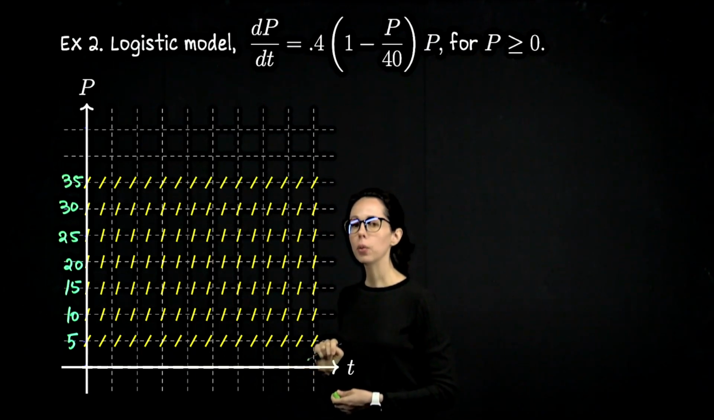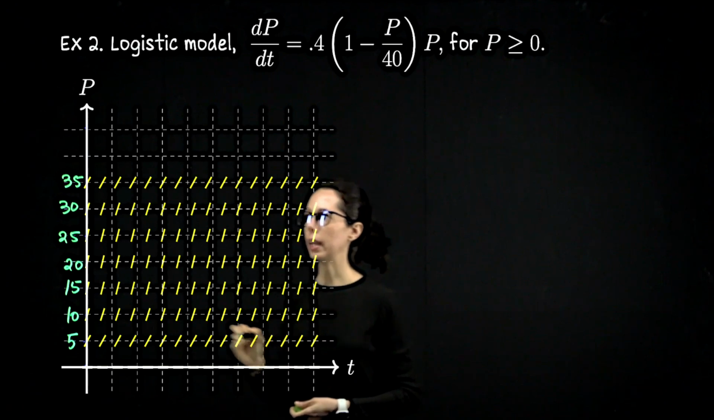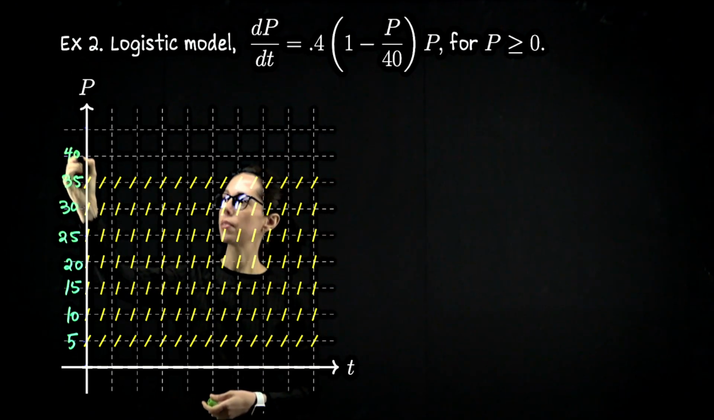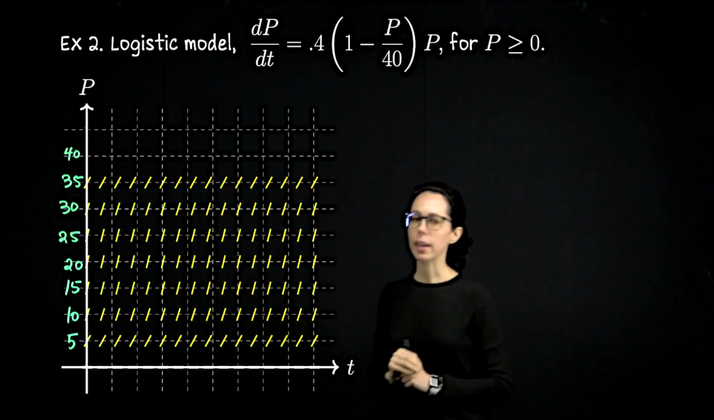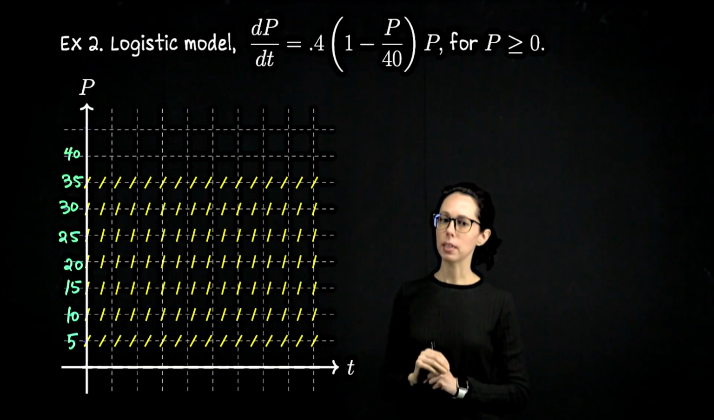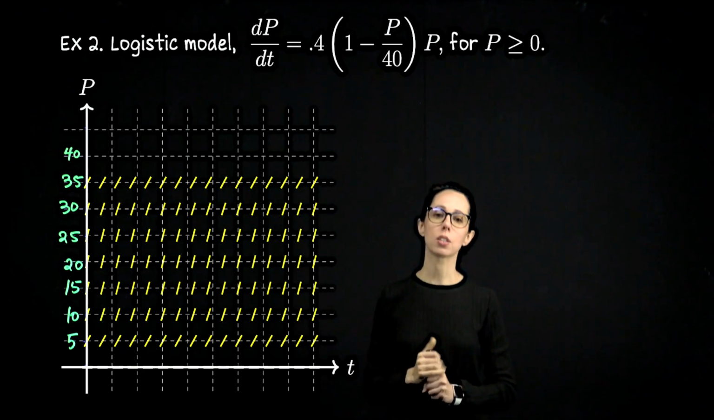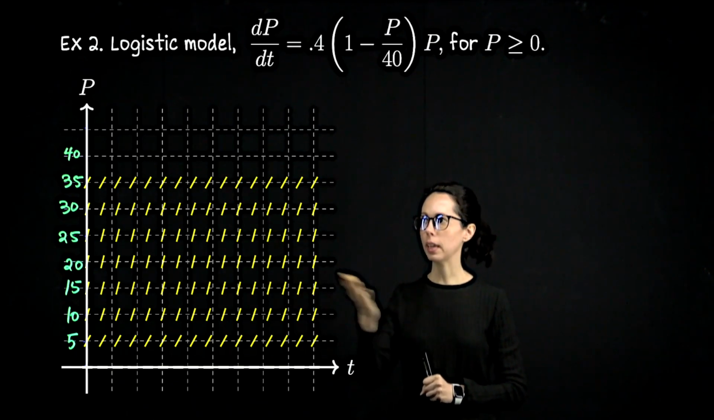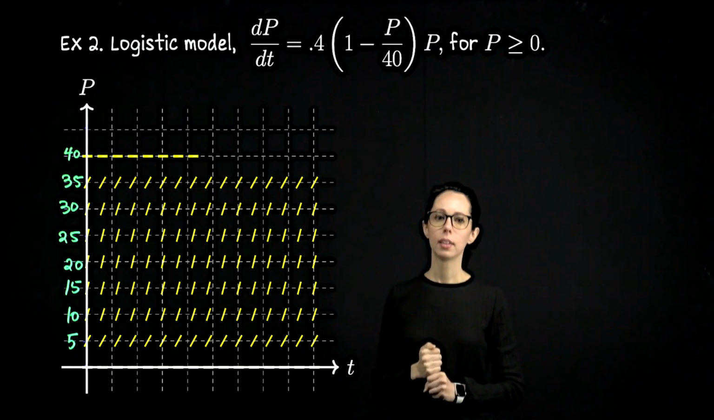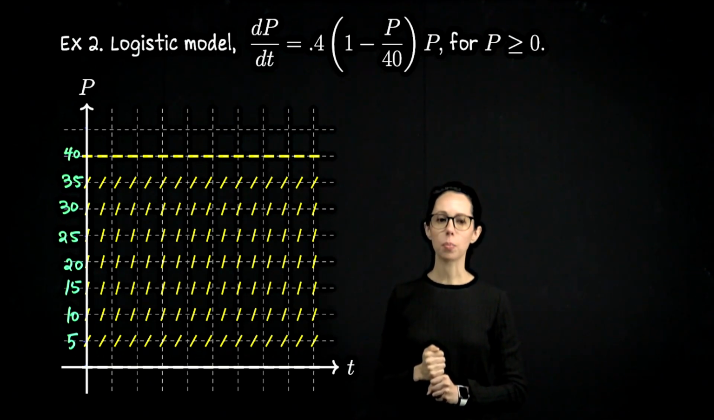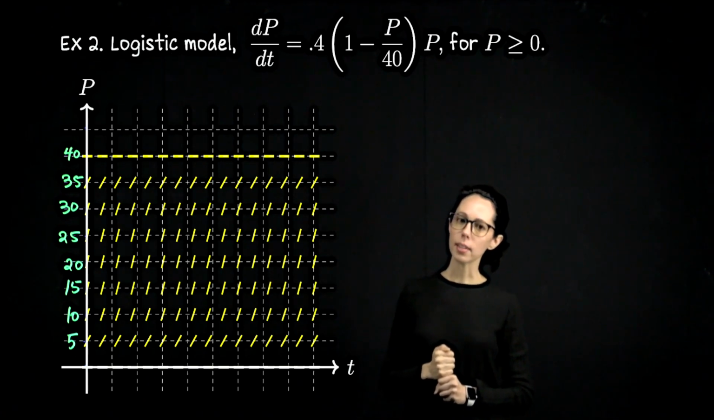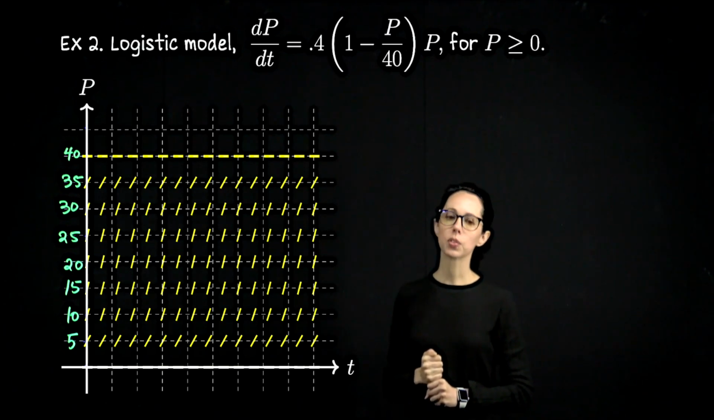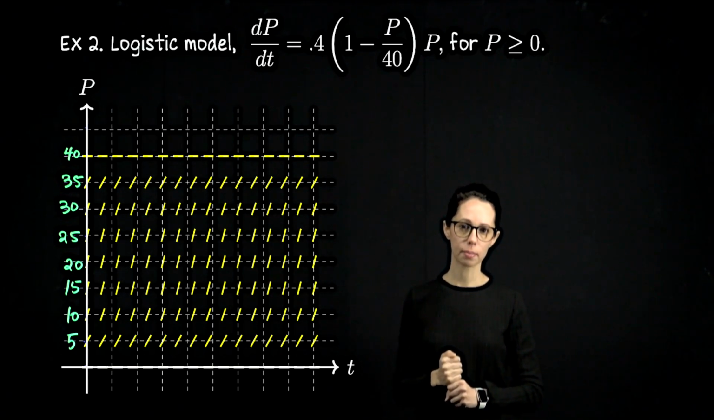And then when p equals 40, if I plug 40 into the right-hand side of my differential equation, because of that middle expression, 1 minus p divided by 40, if you plug in p equals 40, it turns into 1 minus 1. So once again, we have a family of horizontal tangent lines at the value p equals 40. So that tells us that p equals 40 is another equilibrium solution.